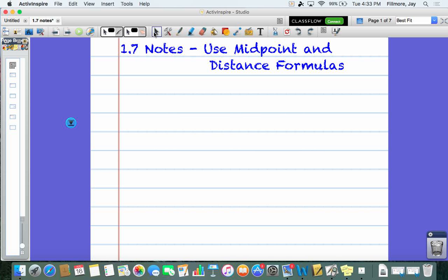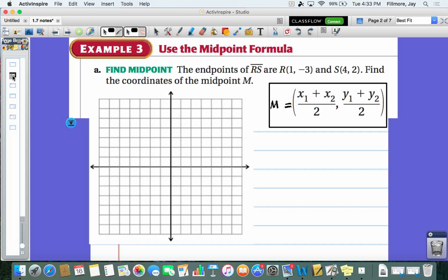Everybody, we're talking about using midpoint and distance formulas today. Going back a little bit to something that's a little bit more like algebra than it is geometry. If you're taking notes, you can write down the header. Otherwise, I'm going to move to the next page and then just jump right into it.